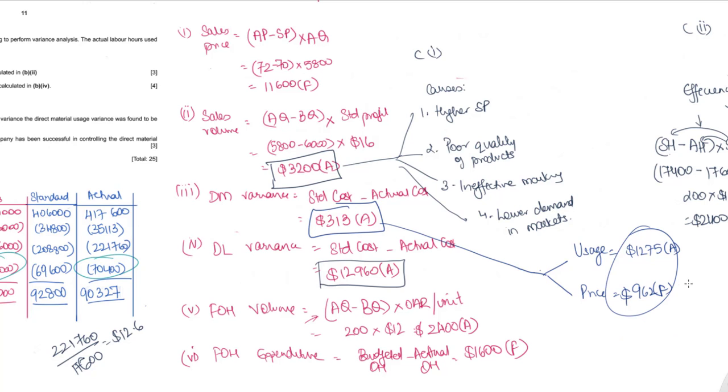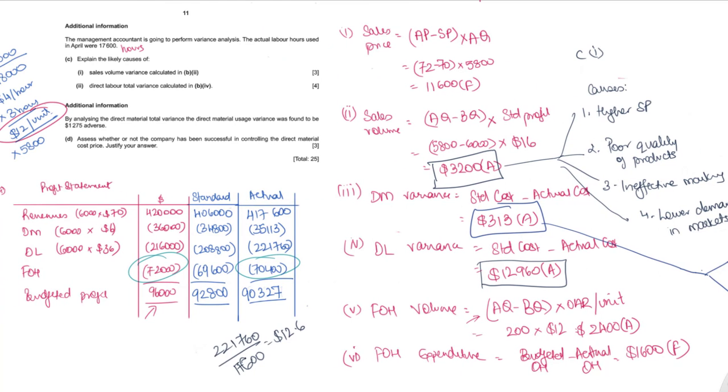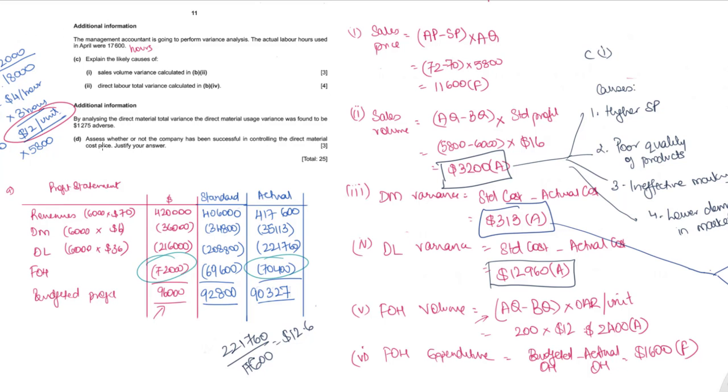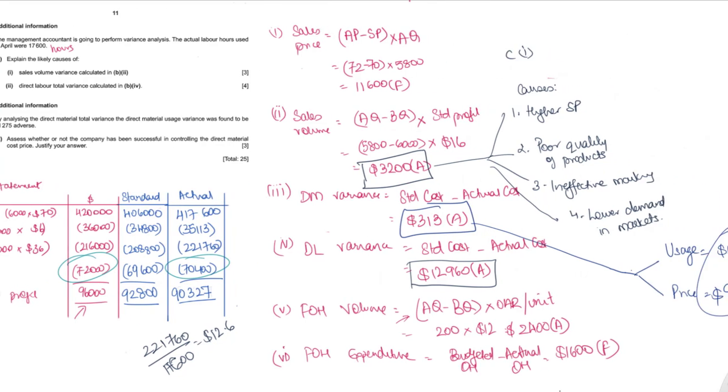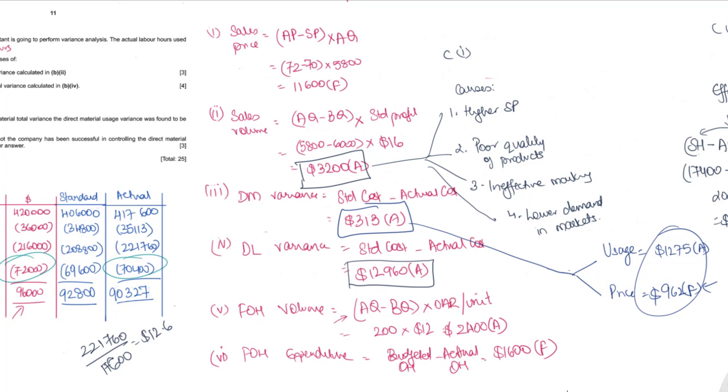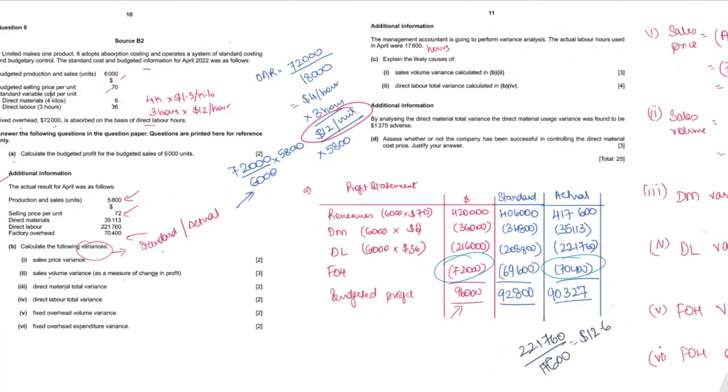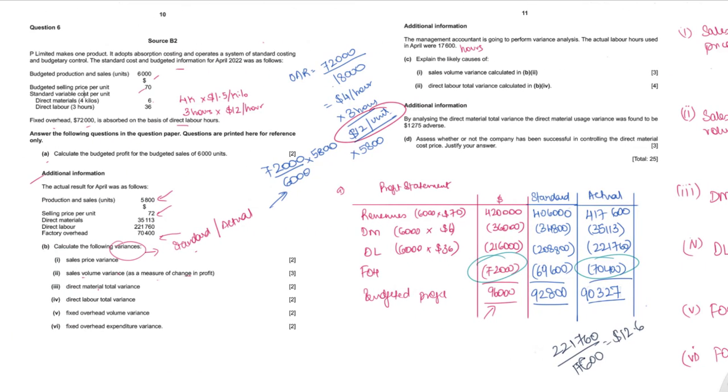So now that you know that material price variance is favorable, 962, what can you comment about the control over direct material cost price variance? So you can state that the business has been effective in controlling the cost of raw materials because there's a favorable variance. They've been able to source the raw materials at cheaper price compared to what was budgeted. So that completes our question number 6.